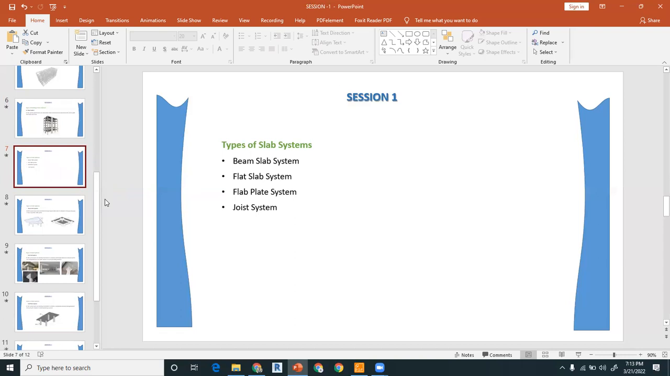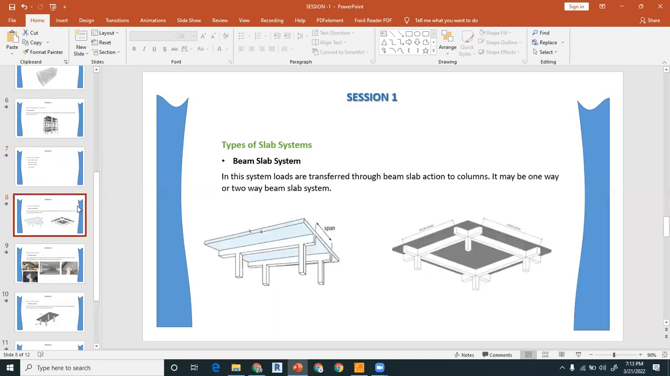The type of slab systems, all of these are the moment resisting frame system, but there are different configurations of the slab system. The first one is the beam slab system, then flat slab system, flat plate, and the joist system. So let us discuss it one by one.